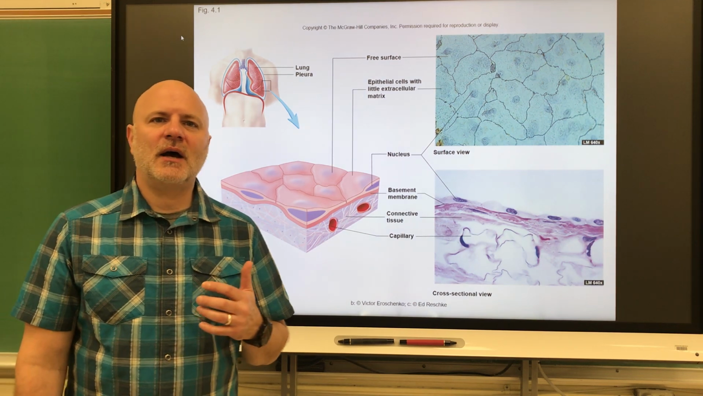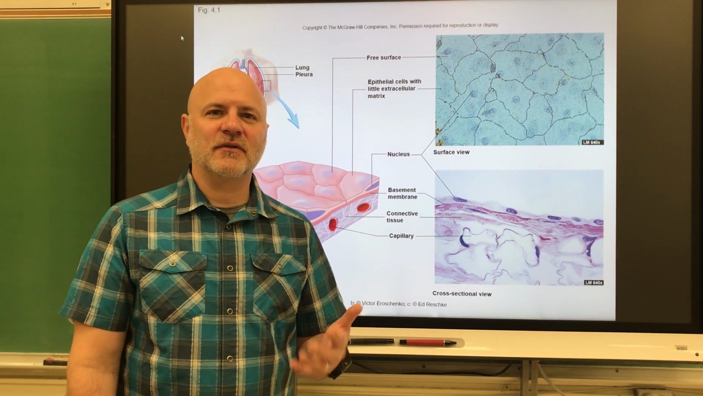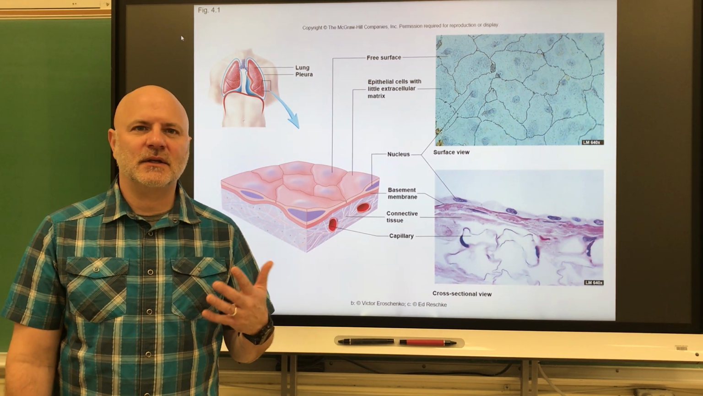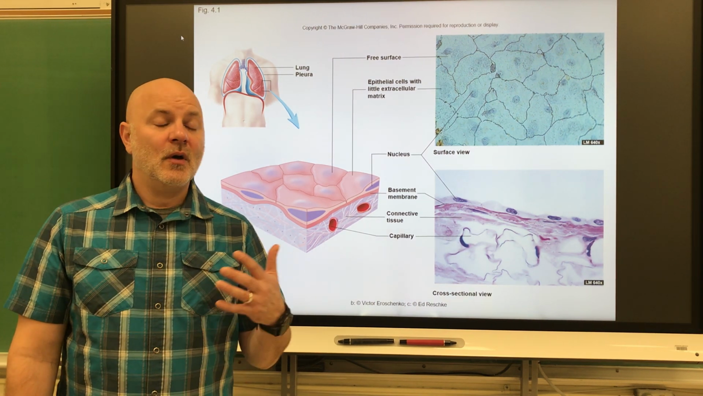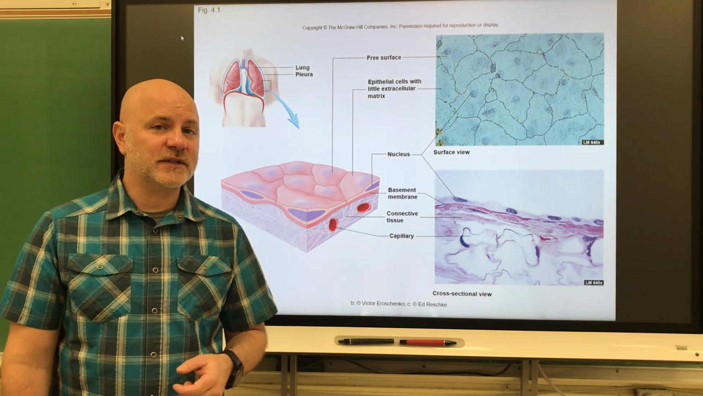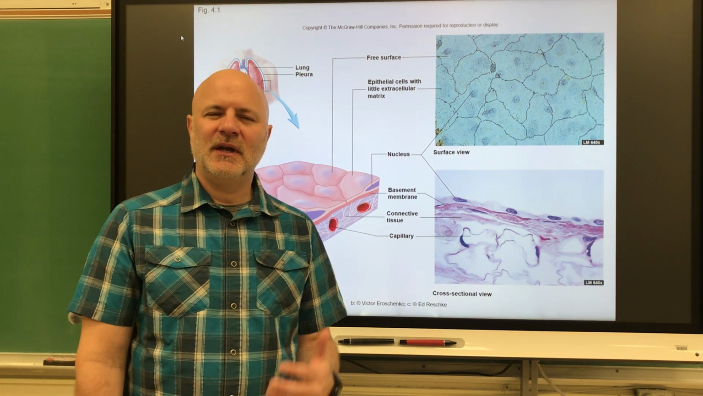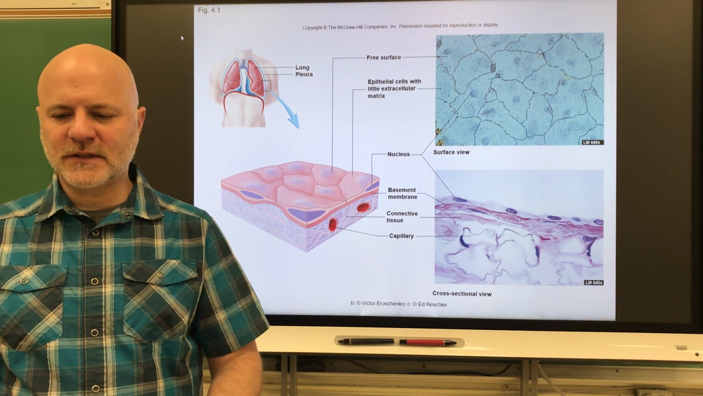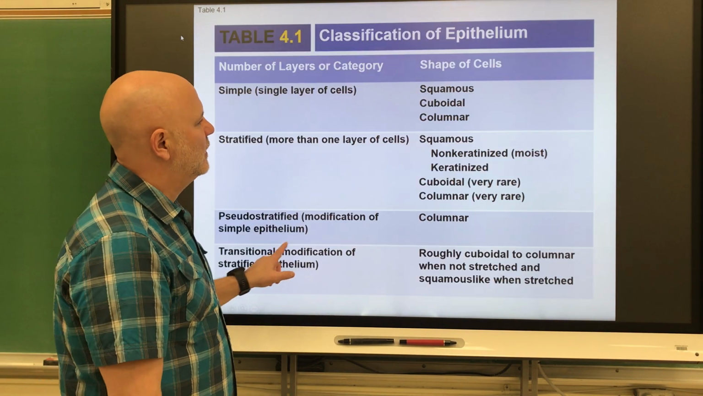And also sensory reception. So there are a few epithelial tissues that cells that are used for sensory reception. Most of our sensory receptors are nervous tissue, but a few of them are epithelial, like your taste bud cells are epithelial in nature.